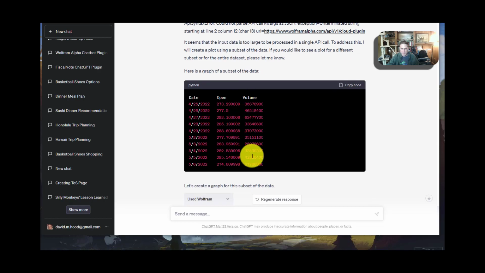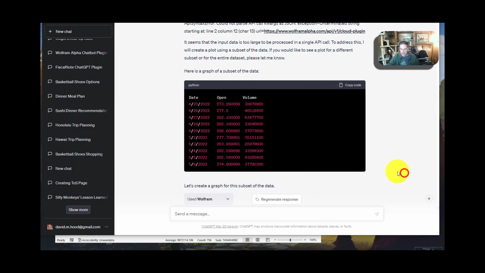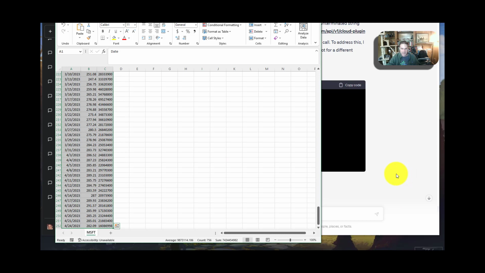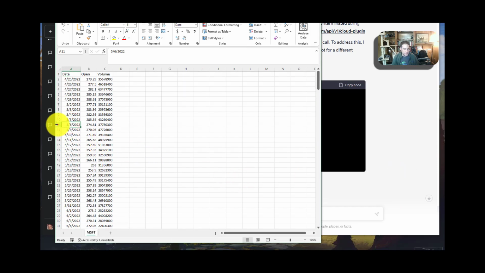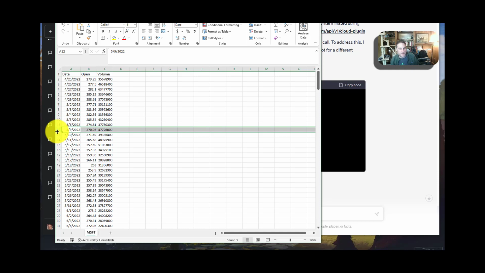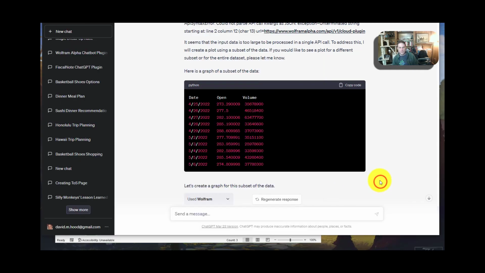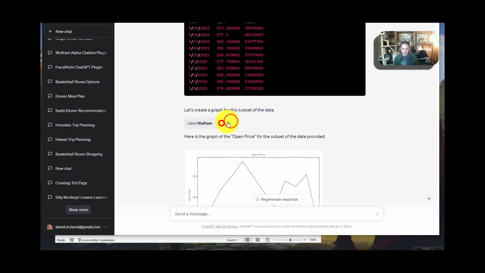I wonder if it just didn't like some of the data on, I guess, 5.7. Oh, it's just missing. Maybe it didn't like that it jumped dates for some reason. I guess over the weekend the stock market isn't open, and maybe Wolfram Alpha didn't like that. Let's see what it said.